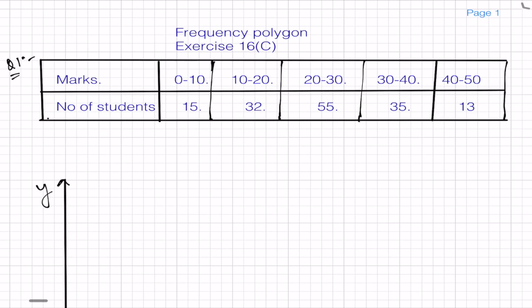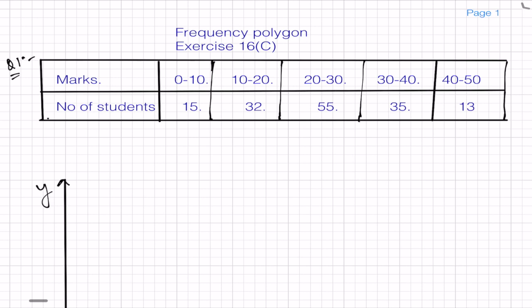Good morning, students. Today we are going to do the last exercise of this chapter, that is the frequency polygon. So frequency polygon, it's very easy. Last year you people have done the histogram. So today we will do the frequency polygon with the help of histogram graphs only. Okay, so we will start with the questions.